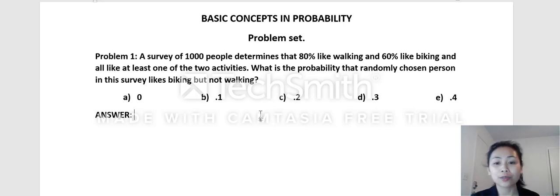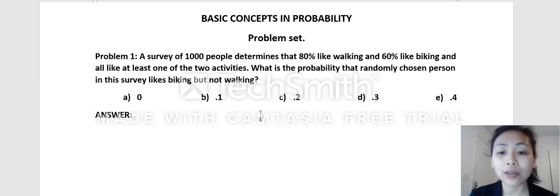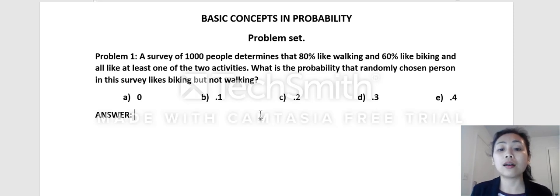When I tutor some students, they ask me this question. So here's the reason: people who like walking might also like biking, and people who like biking might also like walking. That's why walking and biking are not mutually exclusive events. That's why the probability of them combined is not 100%, it's over 100%. You see that 80% and 60% added together is 140%, which is more than 100%.